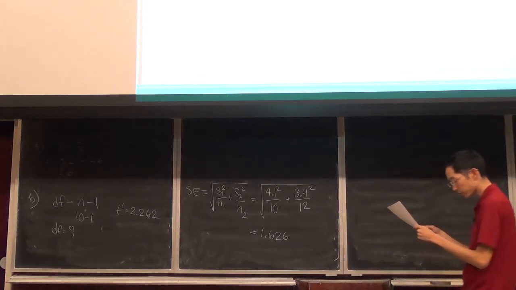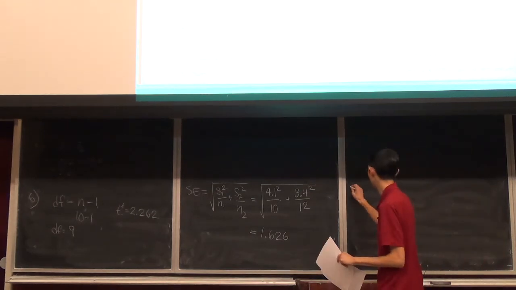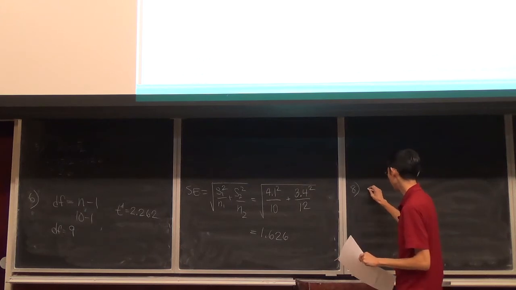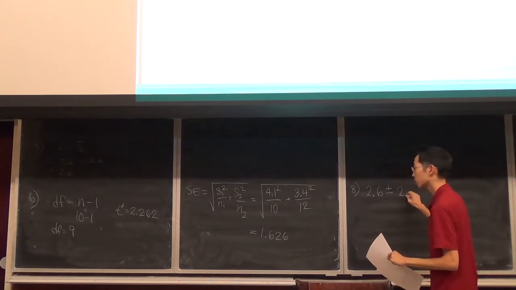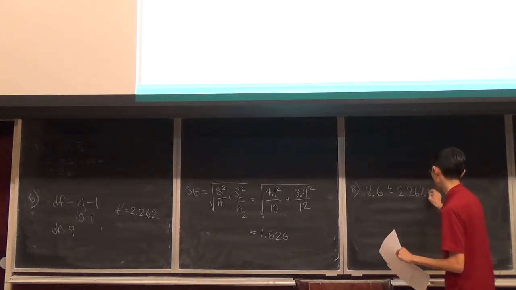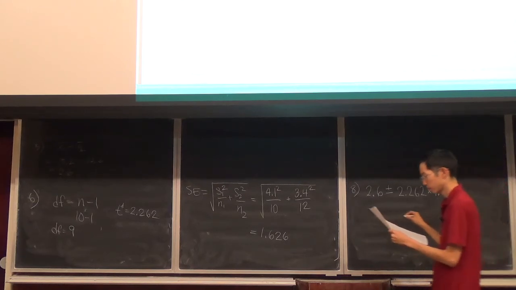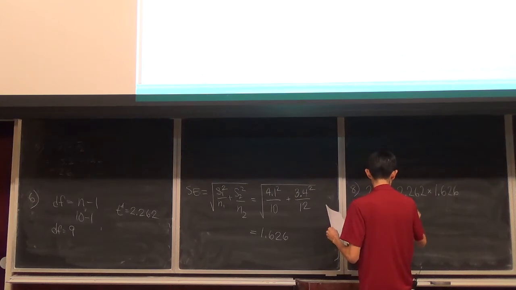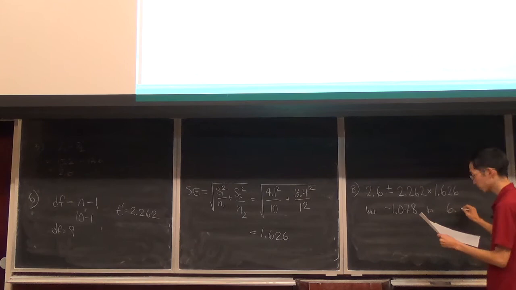The next problem asks us to make the confidence interval. So our confidence interval is going to be 2.6 plus or minus 2.262 times the standard error of 1.626. When I do that, on the lower end I get negative 1.078, to the high end, which is 6.278.